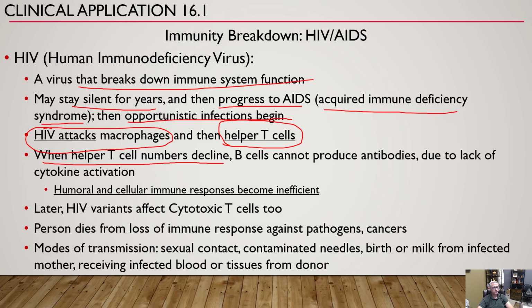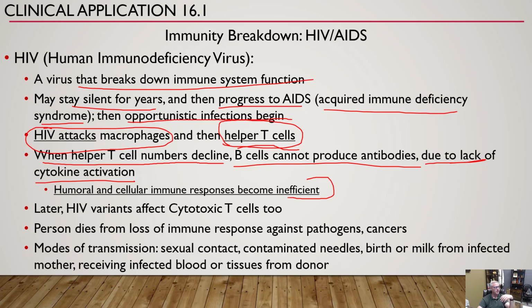your B cells can't produce antibodies due to the lack of cytokine activation. Remember, your helper T cells produce these cytokines, those colony stimulating factors, to help B cells proliferate. Now, if you don't have the B cells anymore, your B cells can't produce antibodies. So now your B cells are ineffective in the humoral response, and now your T cells are ineffective in your cellular immune response.